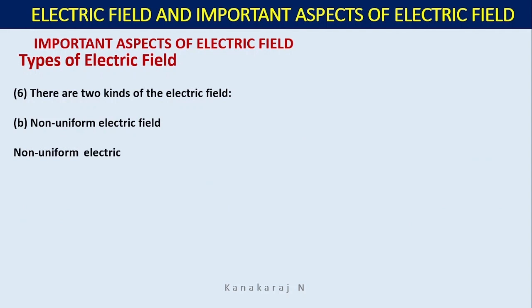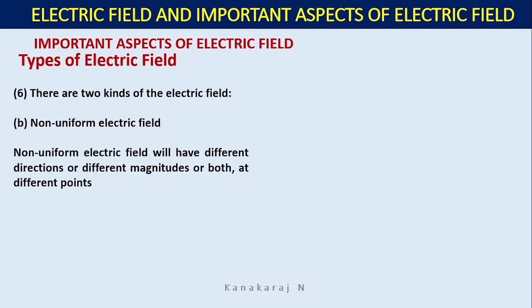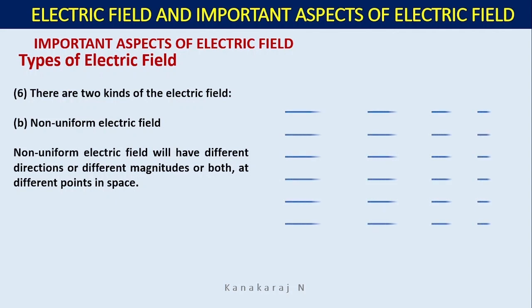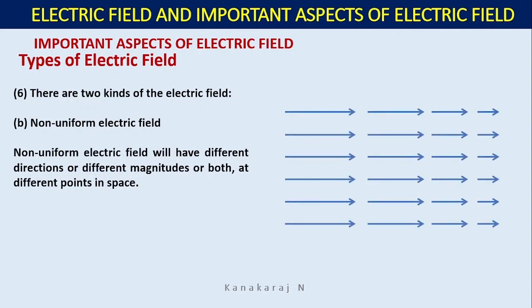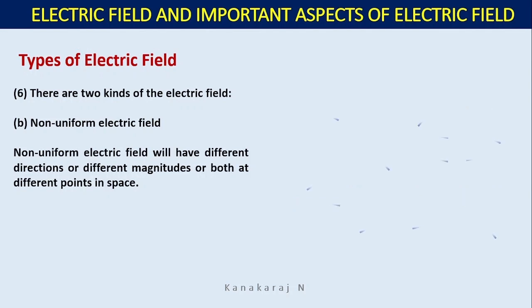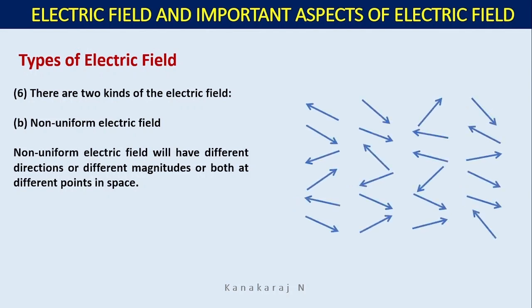Non-uniform electric field. A non-uniform electric field will have different directions or different magnitudes or both at different points in space. As we go towards the right, the magnitude of this electric field decreases, but they have the same direction but different magnitude. So it's a non-uniform electric field. In this diagram, the length of each vector is the same, but the directions are different. It's also called a non-uniform electric field.